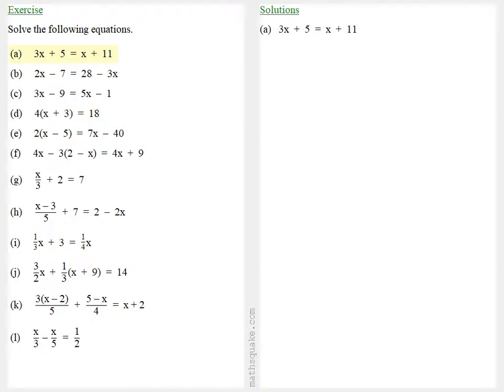In question A, you're given 3x plus 5 equals x plus 11. The first thing to do is to get rid of all the numbers on the left-hand side and get rid of the x terms on the right-hand side. So if we subtract 5 from both sides, we'll have 3x equals x plus 6. Now if we subtract x from both sides, we'll have 2x equals 6, and if we divide by 2, we have x equals 3. So that's our solution, x equals 3.